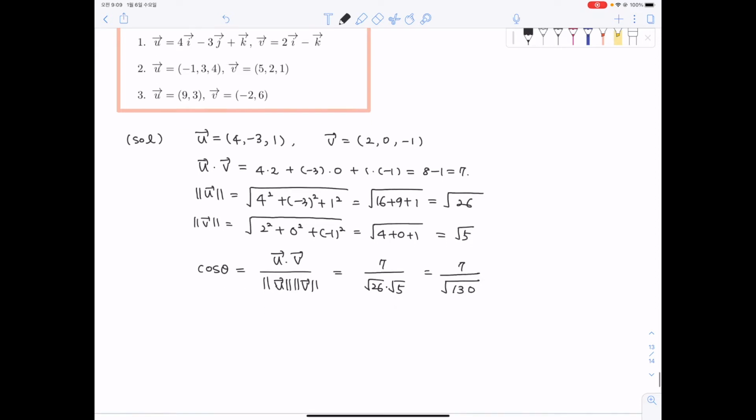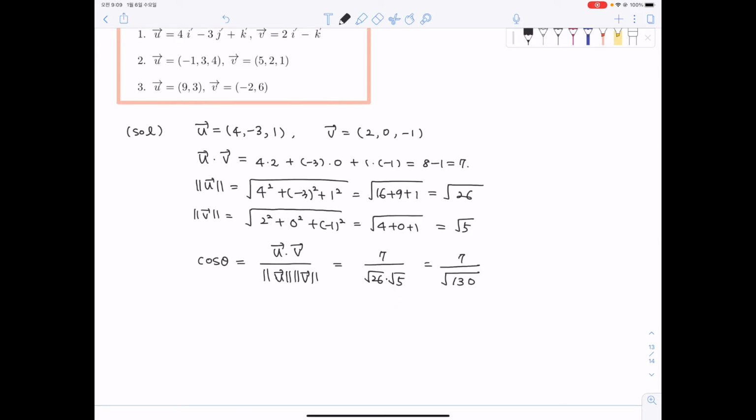So it is like 7 over root 130. Okay, you don't need to find the exact value of theta. It is just the arc cosine of 7 over root 130. I'm not sure you learned this notation, but it is just the inverse function of cosine. So if you have not learned this notation, then you can stop here. Okay.